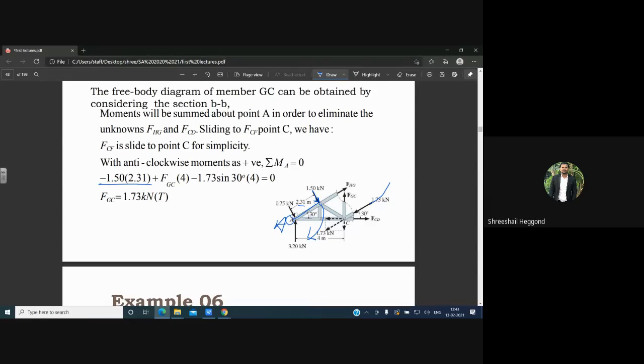Anti-clockwise will be positive. If I write for this FHG into perpendicular distance, it will be passing through the A point. Therefore, it will become 0. Similarly, FCD into perpendicular distance will be passing through the point. Therefore, it will become 0.